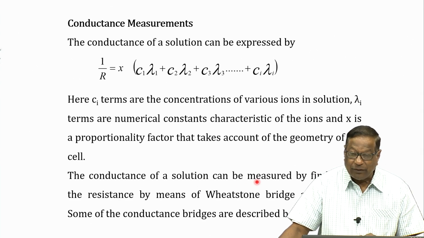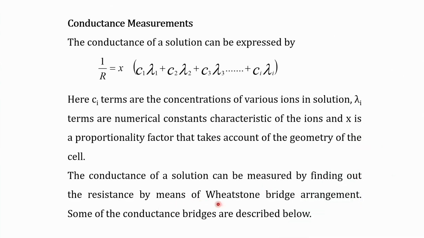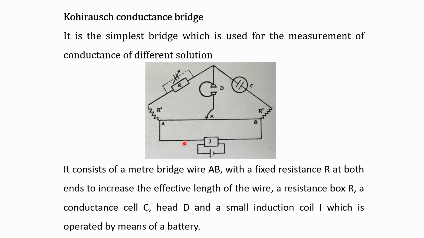So, the conductance of a solution can be measured by finding out the resistance. How do we do that? We do it with a Wheatstone bridge arrangement, and some of the conductance bridges I am showing you here. This is known as the Kohlrausch conductance bridge. Here I have a wire, and then this is the wire A to B, and then I have a resistance. So, 1 and 2, here the bridge circuit. So, here the bridge is completed. This is the simplest bridge which is used for the measurement of conductance of different solutions.